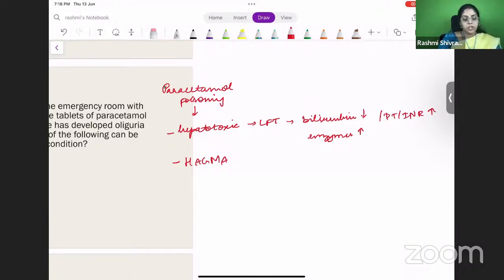First, the patient will have generalized non-specific symptoms like nausea. But gradually the renal dysfunction and the hepatic dysfunction will start setting in. So this is what happens in these patients: you have high anion gap metabolic acidosis and hepatotoxicity. So what should you do? You should first send out the paracetamol levels, and you have a nomogram based on which you should start treating the patient.